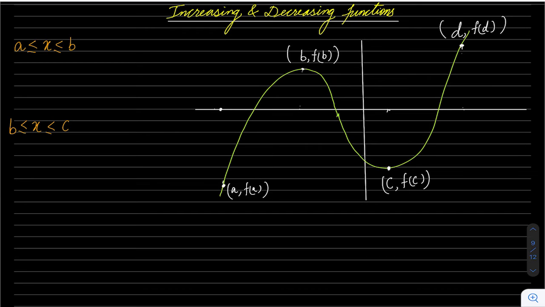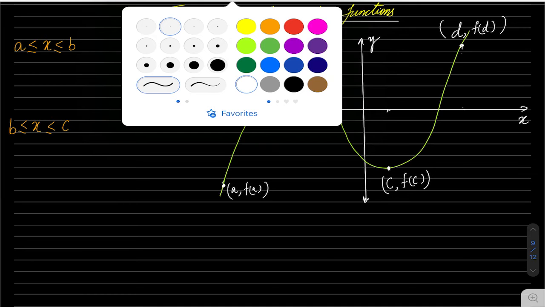Now today we are going to see what are increasing and decreasing functions and how to solve questions based on them. So first let's try to understand what is increasing and decreasing function. For that I have taken a graph, as you can see. On this graph I have taken 4 points A, B, C and D. Now let's first consider the function from A to B.